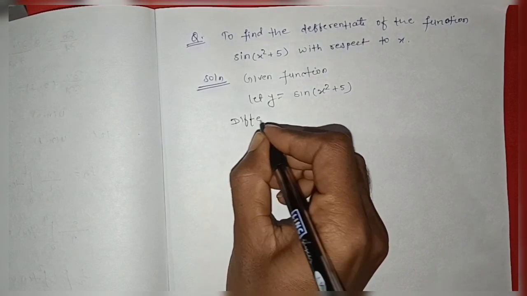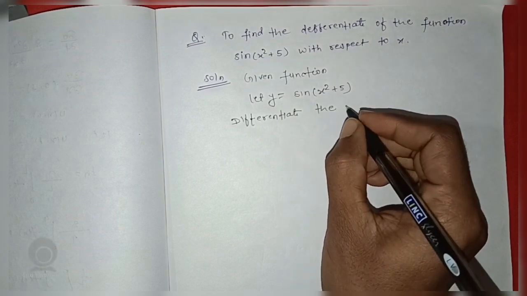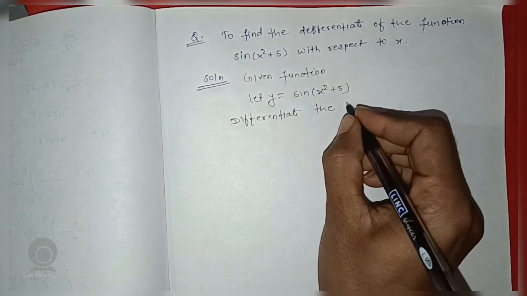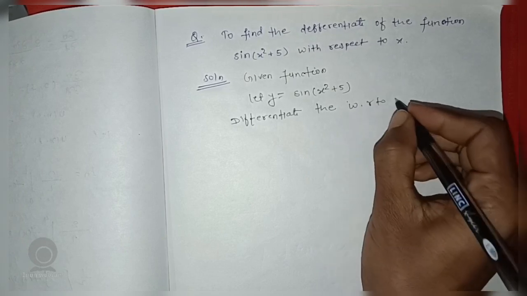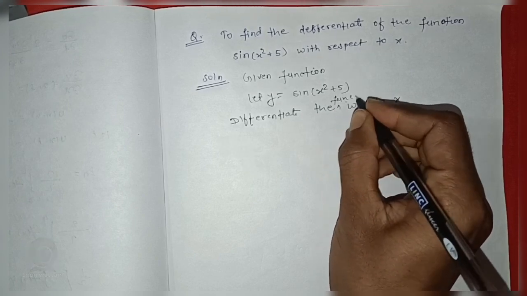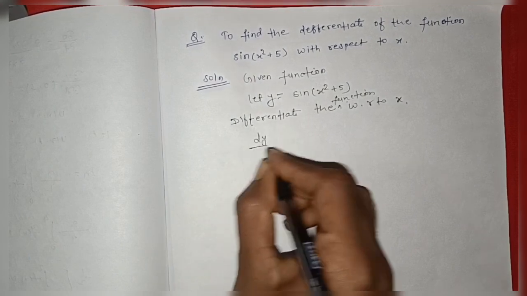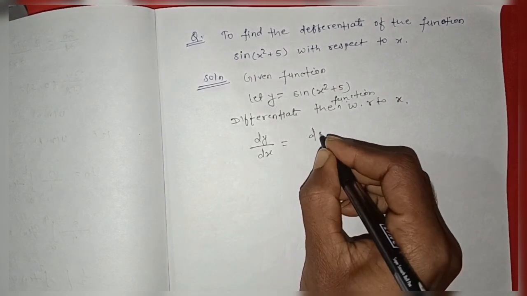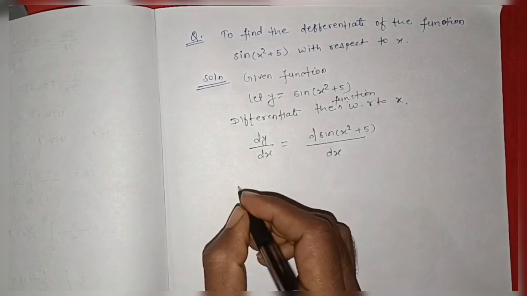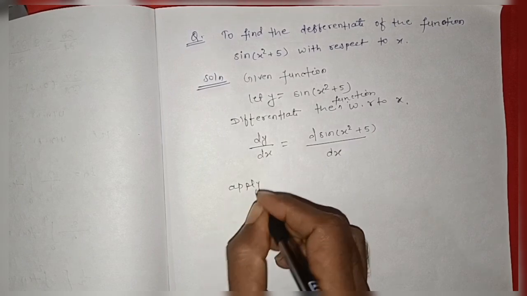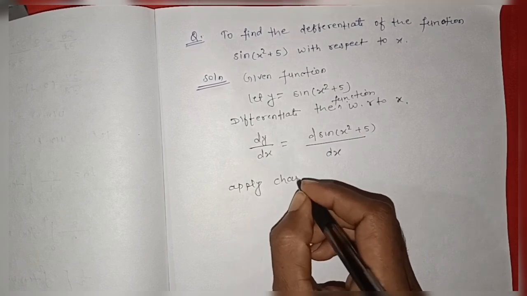Differentiate the function with respect to x. So that dy/dx is equal to d(sin(x² + 5))/dx. Apply chain rule. Differentiate this function. Apply chain rule.